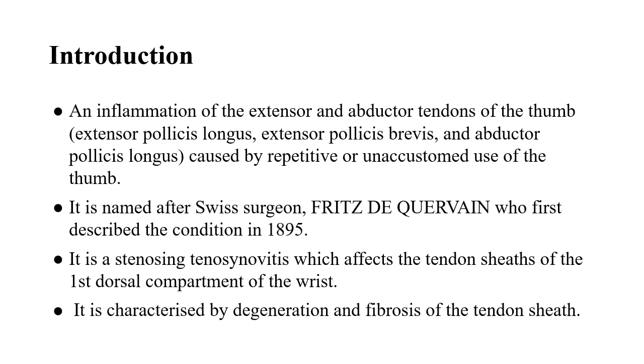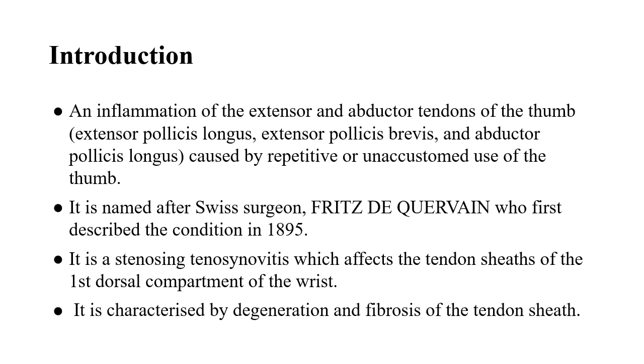It is a stenosing tenosynovitis which affects the tendons of the first dorsal compartment of the wrist, like extensor pollicis longus, extensor pollicis brevis, abductor pollicis longus, and is characterized by degeneration and fibrosis of the tendon sheath, mainly inflammation of the extensor and abductor tendons of the thumb caused by repetitive use of the thumb.